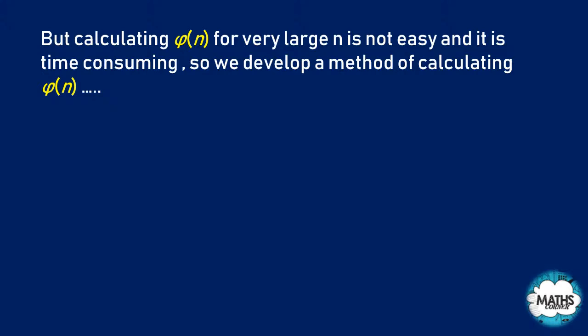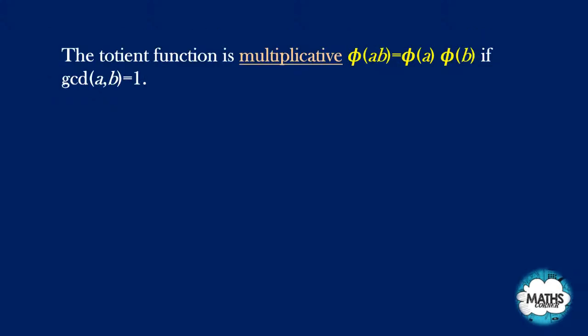Before moving to that, let me give you an idea of the multiplicative property of the totient function. The multiplicative property says that phi of AB is equal to phi of A into phi of B, where GCD of A comma B is 1. This is the multiplicative property.